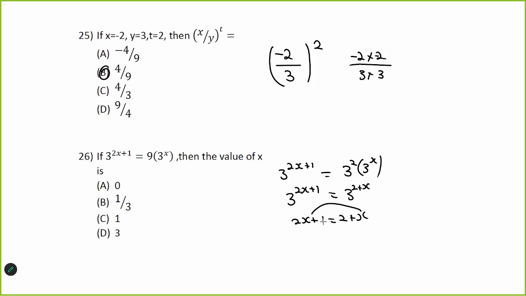Carry this across, carry this across. So you have 2x minus x is equal to 2 minus 1. So that's x is equal to 1. So the answer would be C.